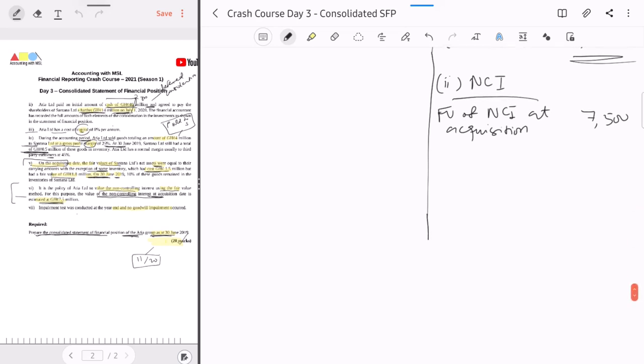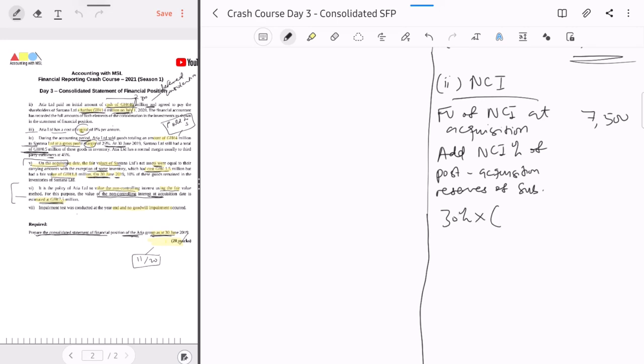So I'll say add NCI percentage of post-acquisition, let's even say reserves, of who? Of the subsidiary. So here simply going to be what? If you remember, this question was a 70% ownership or 70% control. So NCI will be what? 30%.